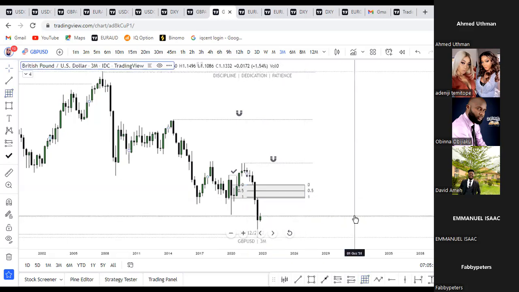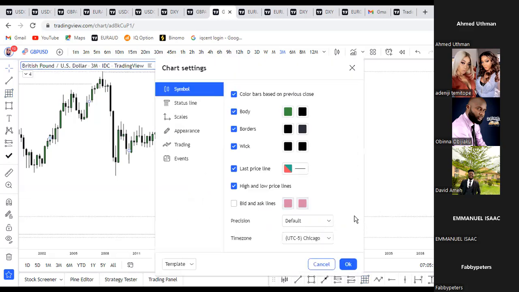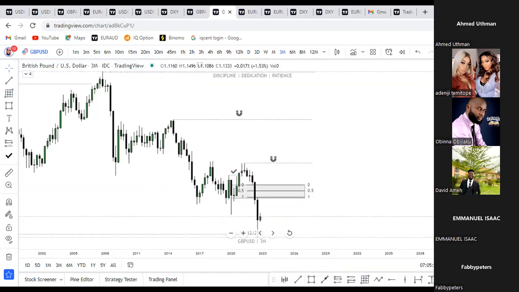Are you seeing what's happening here? Yes, ma'am. This is how you build your confluence. You just don't pick a zone. Now you see that I'm not just picking any zone. This took out this intermediate fair value gap, 3-month fair value gap.